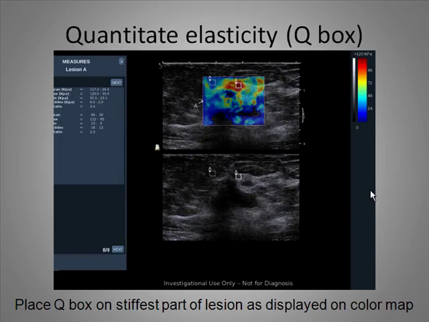Additionally, shear wave imaging is quantitative, so a region of interest placed within the mass will actually directly measure the stiffness in kilopascal, and these measurements are displayed on the left-hand side of the screen.